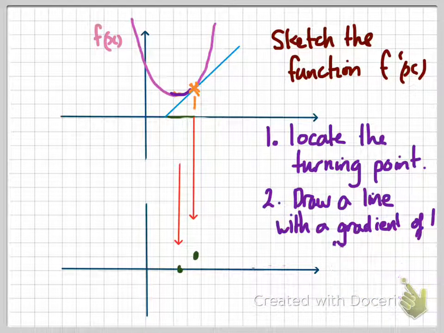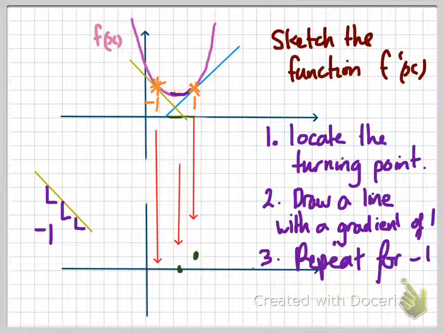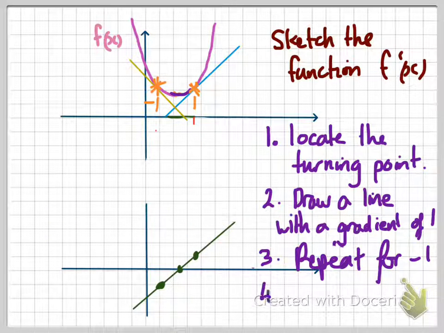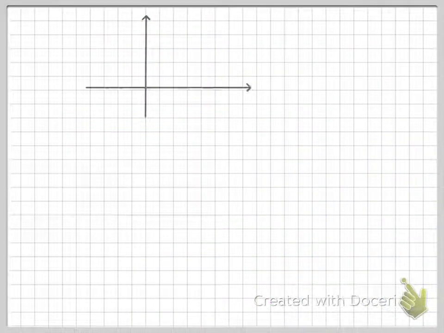Let's do the same for -1, and we draw a line at -1, down 1, along 1, down 1, along 1, and then make that a tangent. Where does it touch that curve? Right there. So below there you have to have a green dot. That's at -1. Join them up. There's your gradient function. Now that is pretty easy once you understand it.